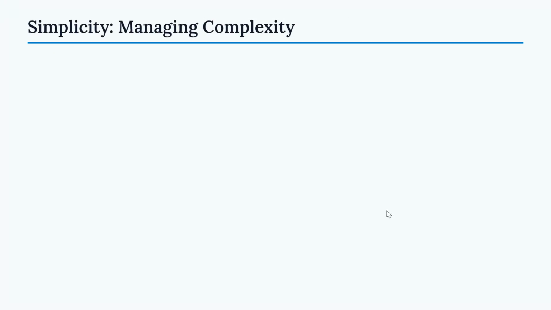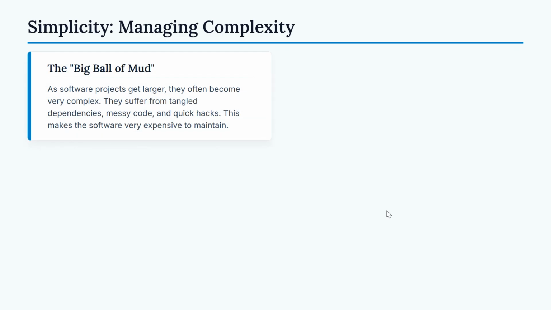Small software projects are usually beautiful and easy to read. But as a project grows, it often turns into a messy web of confusing code. Engineers have a funny name for this. They call it a big ball of mud.